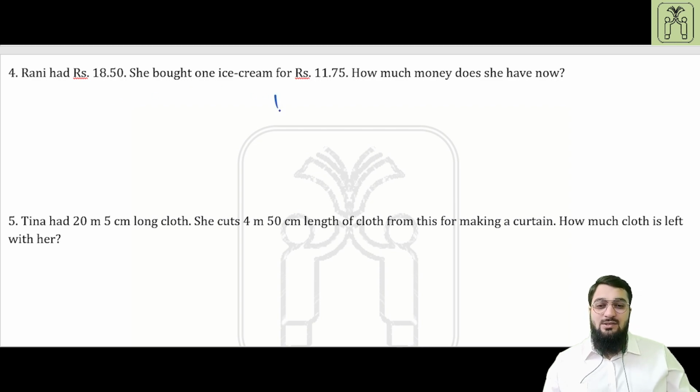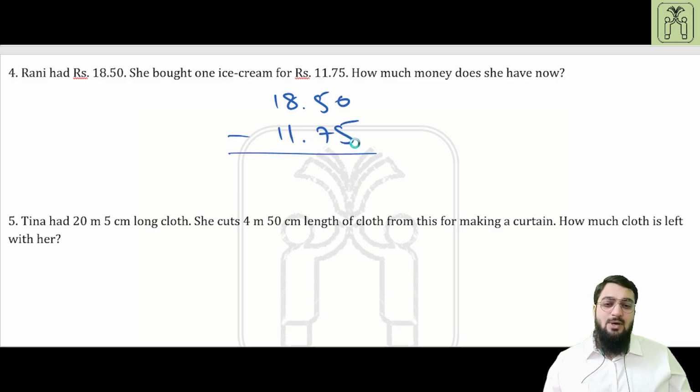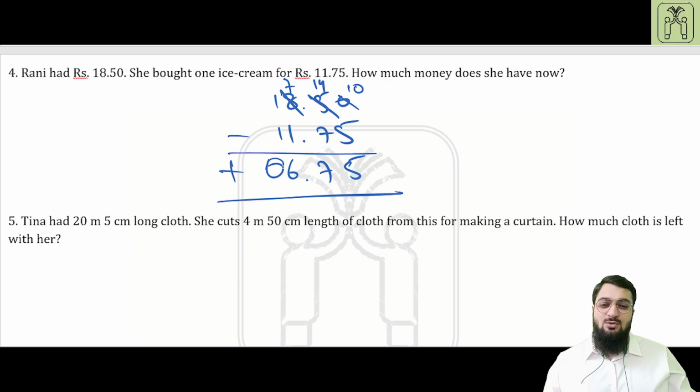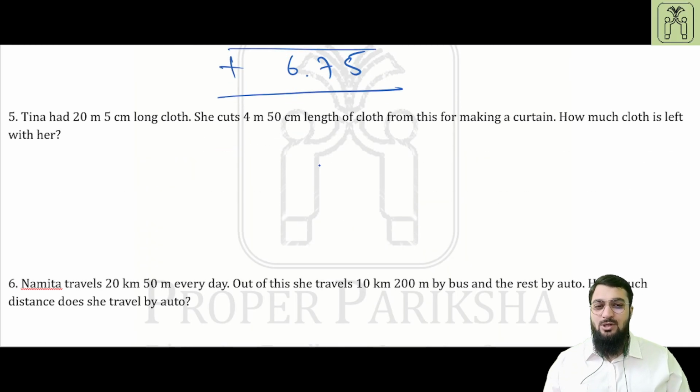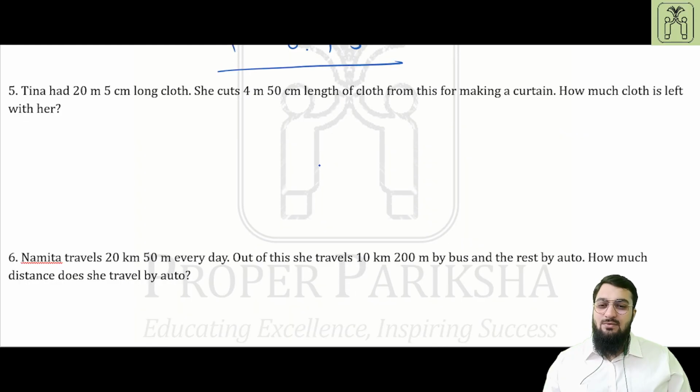Therefore, we will write this 18.5 in the next line and 11.75 in the next line, minus sign, and subtract. So 10 minus 5 will become 5, this will become 4, this will become 14, so 14 minus 7 is 7, and 7 minus 1 is 6, and this will become 0. So this is the answer, 06.75, or you can just write 6.75. Okay, that is the answer. You can write that the total amount of money Rani has now is 6.75.